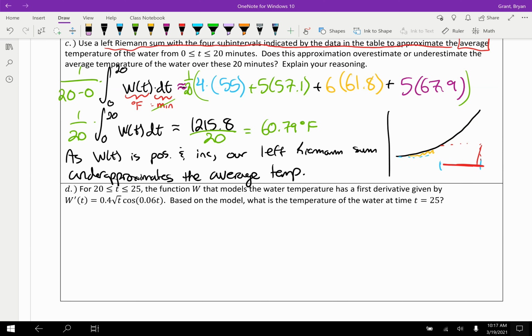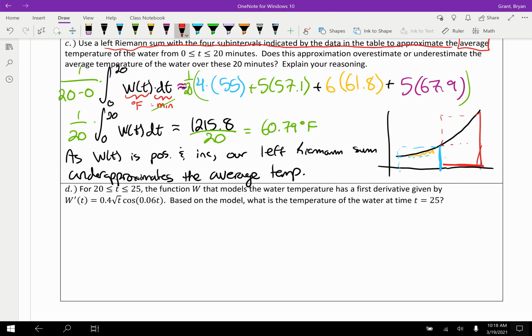Imagine we had this same thing again, but instead of doing a left, we did a right. If I do a right, that would be an over approximation. It's only the combination of increasing and a left that makes this an under approximation. Okay, last but not least.